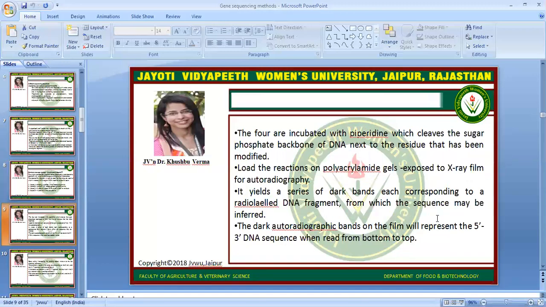The four are incubated with piperidine, which cleaves the sugar phosphate backbone of DNA next to the residue that has been modified. Load the reactions on polyacrylamide gels and expose to X-ray films for autoradiography. It yields a series of dark bands, each corresponding to a radiolabeled fragment from which the sequence may be inferred. The dark autoradiographic bands on the film will represent the 5' to 3' DNA sequence, which reads from bottom to top.